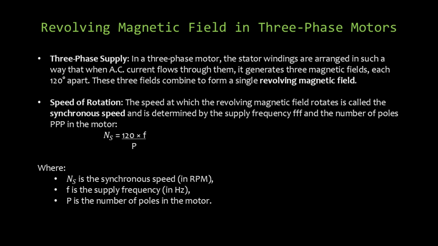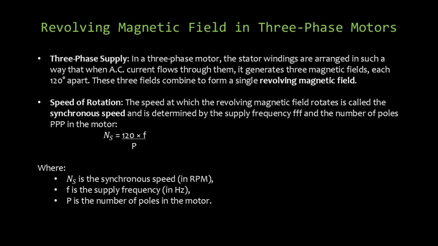Three-phase motors showcase an incredible electromagnetic dance. When AC current flows through the stator windings, it generates 3 magnetic fields, each positioned 120 degrees apart. These fields combine to create a single, powerful revolving magnetic field.